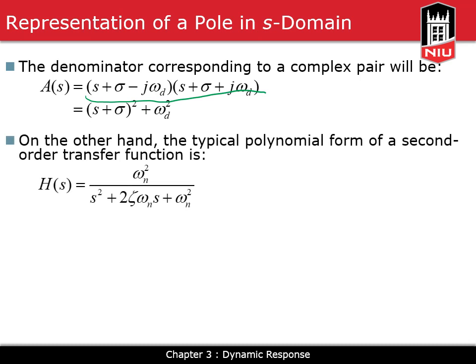On the other hand, the typical polynomial form of a second order transfer function is omega n squared divided by s squared plus 2 zeta omega n s plus omega n squared. Here omega n and zeta are constants. This is the general form or standard form of a second order transfer function. You can see the denominator is a second order polynomial of s. So omega n and zeta are both constants. That means you will have a constant in the numerator and s squared plus a constant times s plus another constant in the denominator, if those are given as numbers.